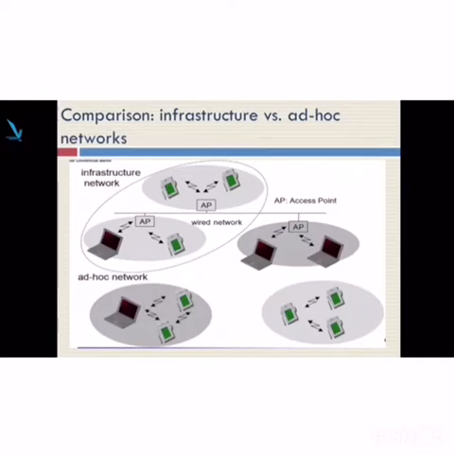Now, the first diagram indicates an infrastructure network, wherein you will find some infrastructure which has access points, and to these access points the nodes are communicating wirelessly. Whereas in an ad hoc network, you don't have any infrastructure and the devices are communicating with each other, and they themselves are access points, they themselves are transmitters and receivers.